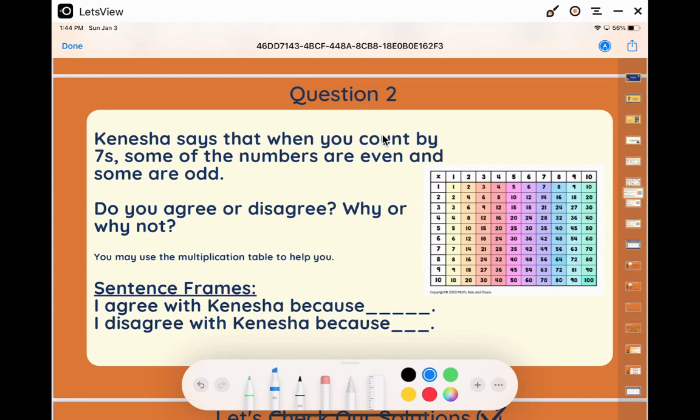Reading the question one more time. Kanisha says that when you count by sevens, some of the numbers are odd and some are even. Do you agree or disagree? Use a complete sentence and look at the multiplication table to help you. You should be answering in the Nearpod.